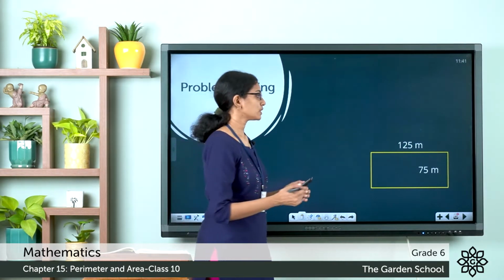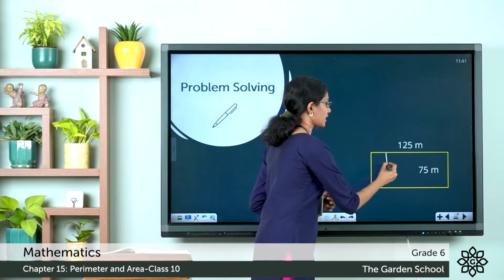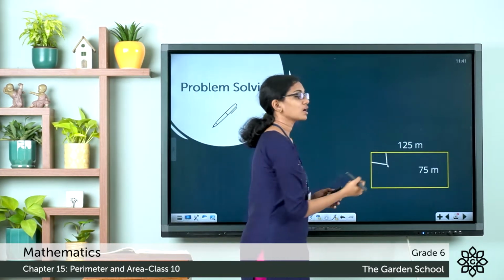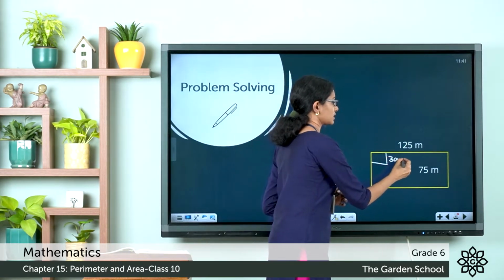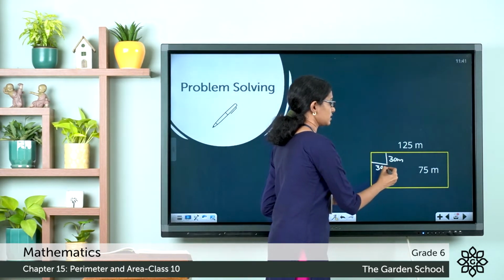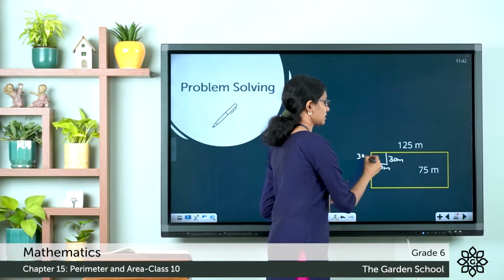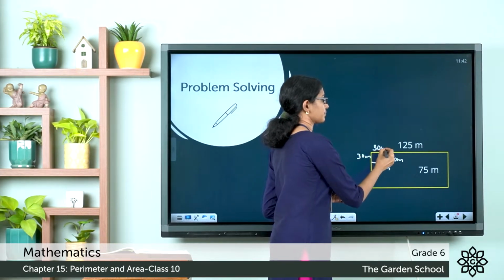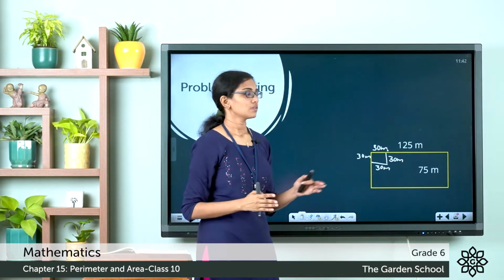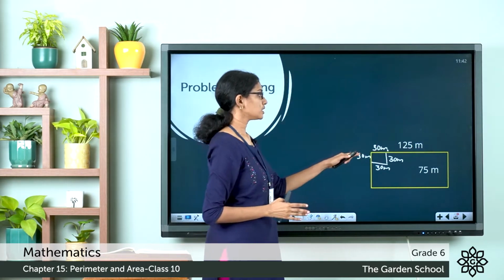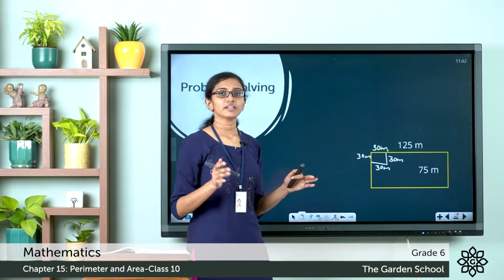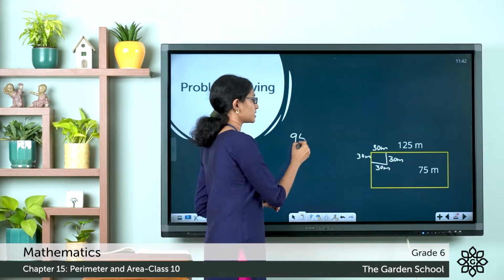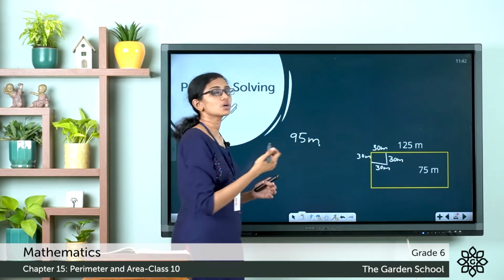So imagine the first square portion is divided from this corner. So the length of the side is equal to 30 meter. So this is 30 meter, this is 30 meter, this is 30 meter and this is also 30 meter. Now, from the 125 meter, we are taking 30 meter. Now, how much is left? Now, 95 meter length is left in this row.